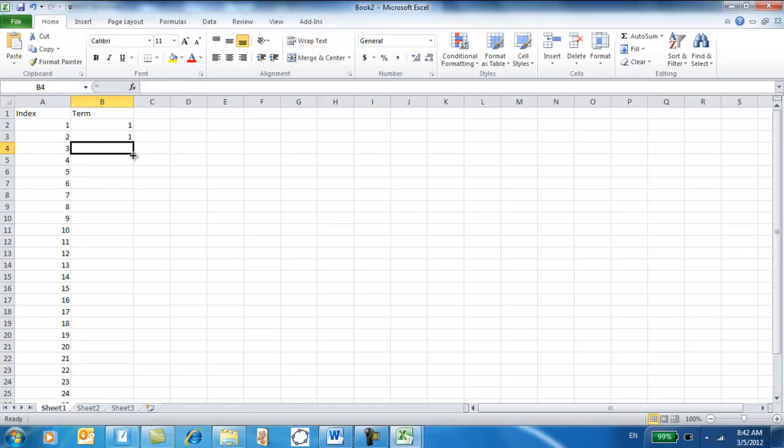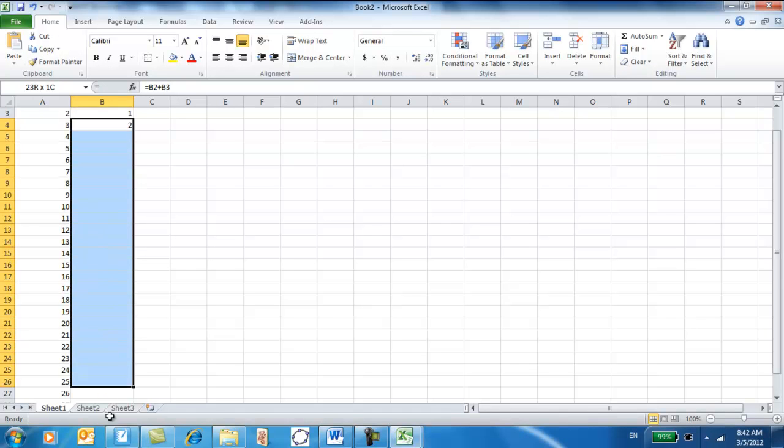Now the Fibonacci sequence over here is the sum of the previous 2 terms. So we put in equals that term plus, and then click on the cell, that term, and hit enter. And then copy that down. And we get a bunch of numbers in the Fibonacci sequence.